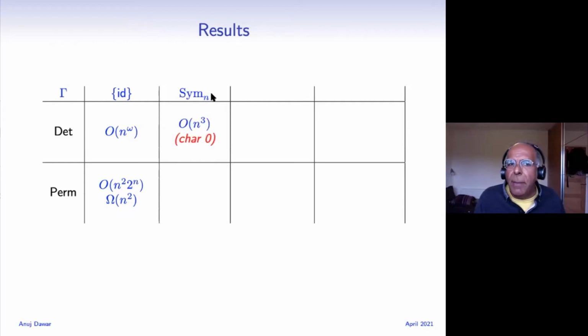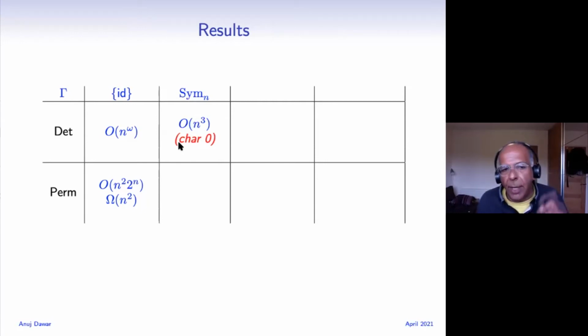Now consider what I call sim-n symmetry, or square symmetric, where you have a permutation pi and you apply it both to the rows and to the columns of your matrix. Then using Leverrier's method, we can compute the determinant with a circuit of size roughly n cubed for characteristic 0. We don't know it for other fields. We don't know how to adapt Leverrier's method, and we haven't found another method that works.